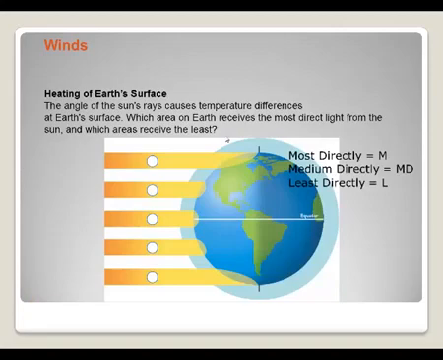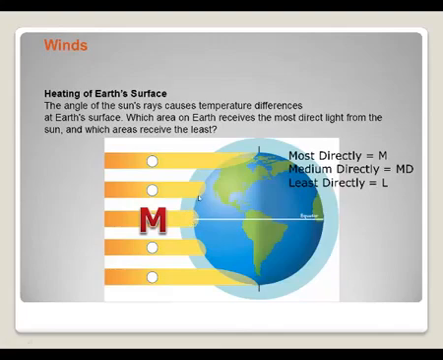So looking at this picture, the angle of the sun's rays cause temperature differences at Earth's surface. Which area on Earth receives the most direct light from the sun, and which areas receive the least? So we should label this based on which is most directly heated and which ones are least directly heated, and then medium directly would be somewhere between the two. So most directly heated is the equator. Sun's rays, as we can see in this picture, they're spread over a very small area.